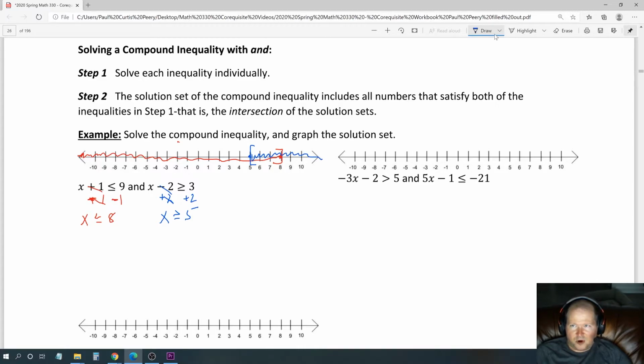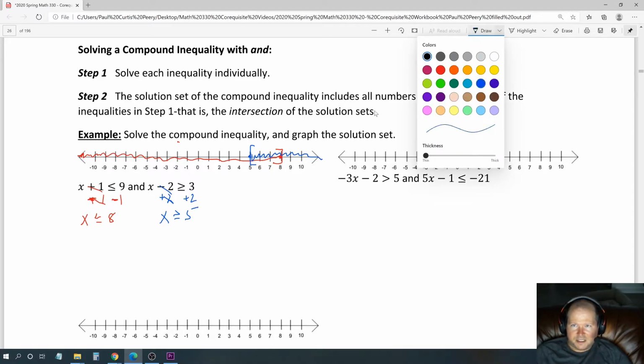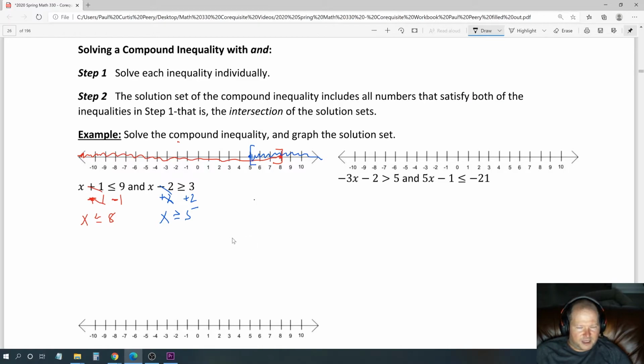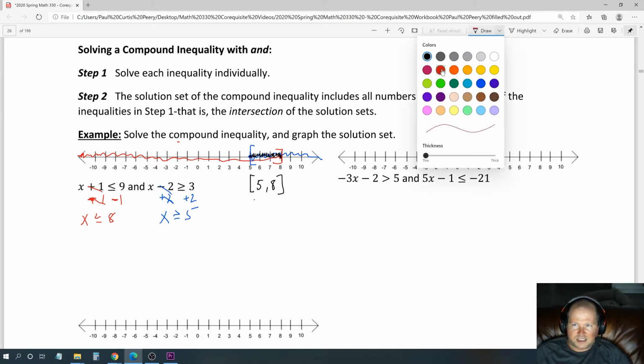Now, the part that we are interested in is the part that overlaps. So the part that's the same for both will be right there. So to solve the compound inequality and graph the solution set, we include the whole thing from 5 to 8, and we have a bracket on both ends because we include both.